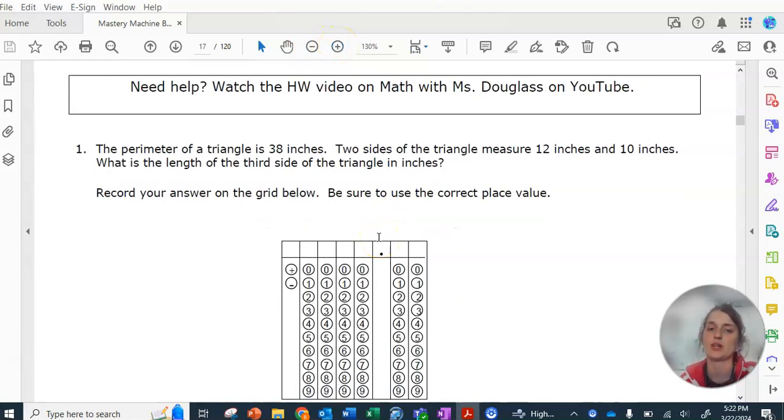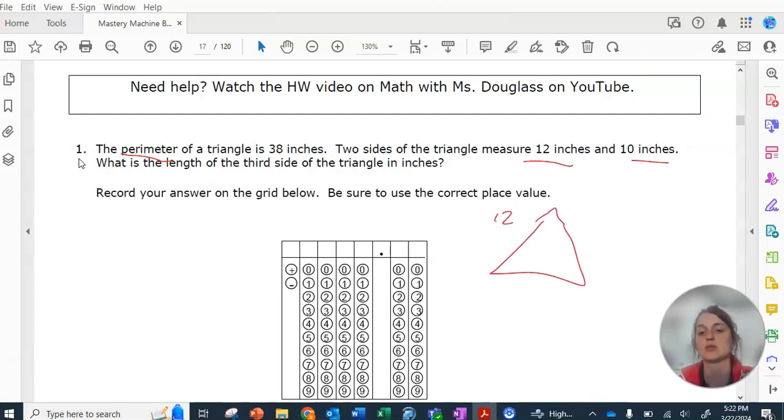The perimeter of a triangle is 38 inches. Remember, to find perimeter, you are adding everything up. Two sides of the triangle are 12 inches and 10 inches. What is the length of the third side?